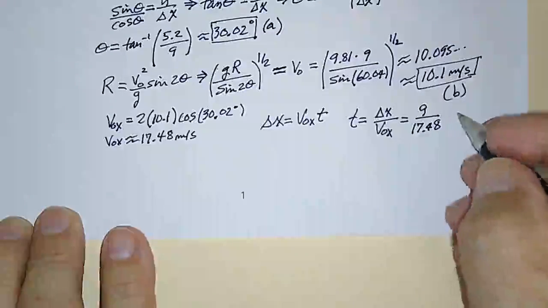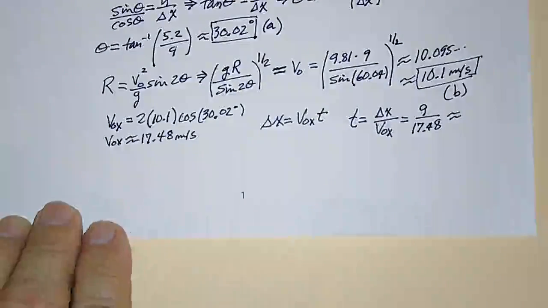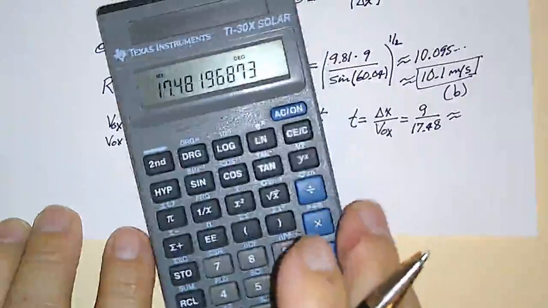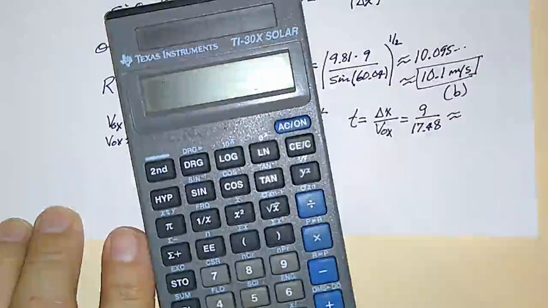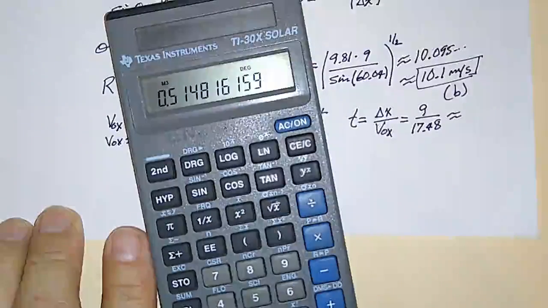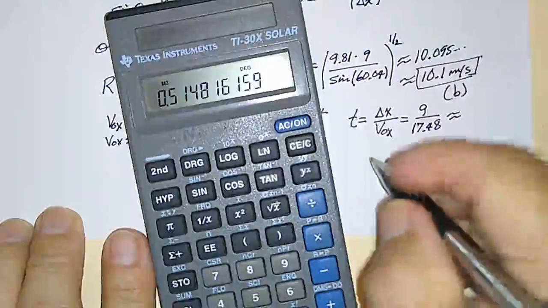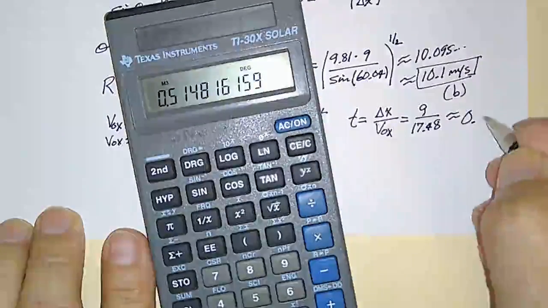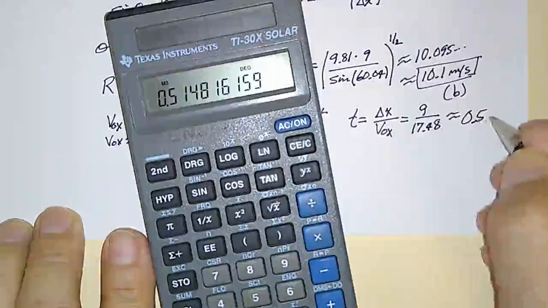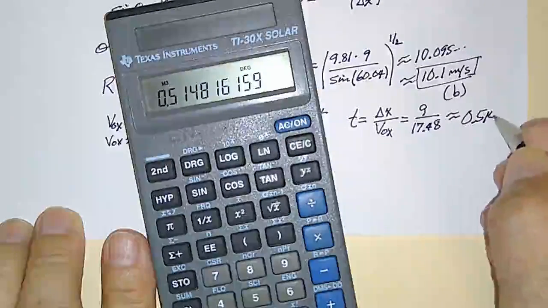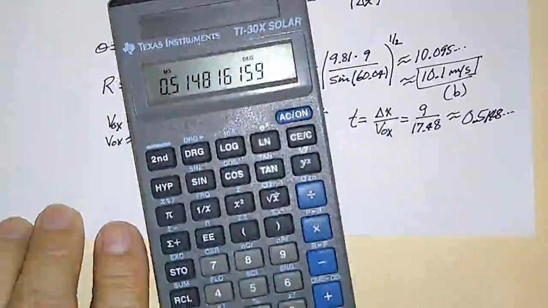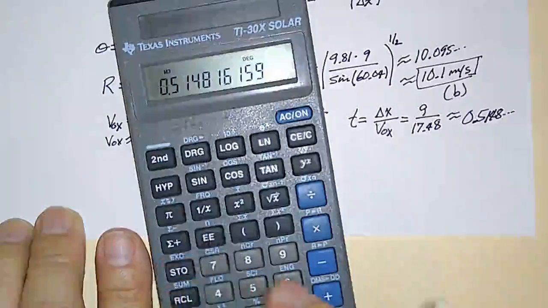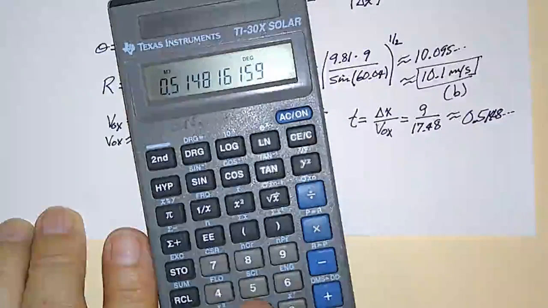17.48 meters per second, and that's approximately equal to, well, I still got it in the calculator, so I'll divide that by 9 and flip it upside down, and that's equal to 0.5148 plus some other digits. I'm just going to leave that. I'm going to store that in one of my locations. Store that in location number 2, let's say.